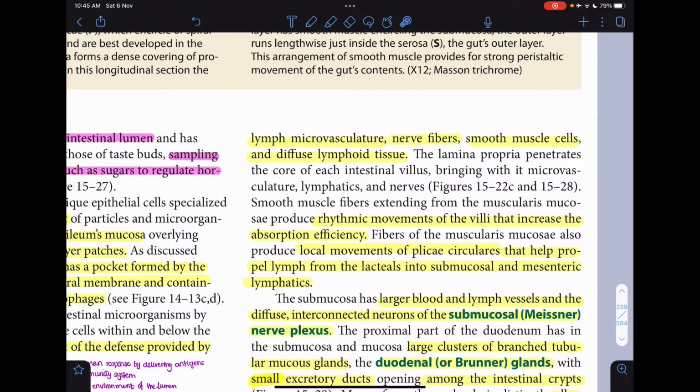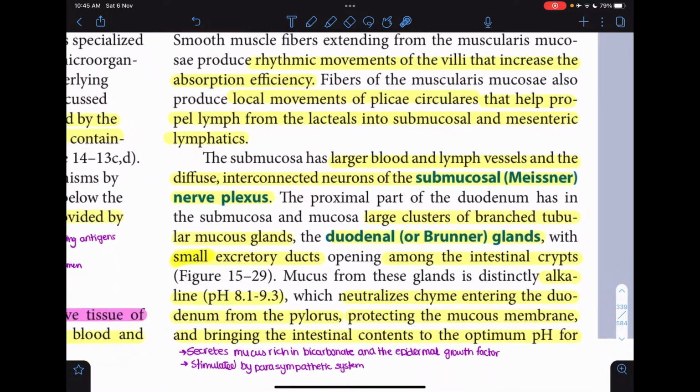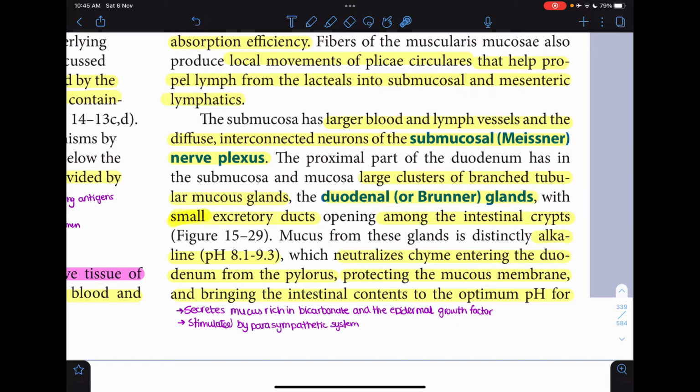Fibers of the muscularis mucosae also produce local movements of the plicae circulares that help propel lymph from the lacteals into submucosal and mesenteric lymphatics. So the plicae circulares have local movements by the muscularis mucosae, and the muscularis mucosae also produce rhythmic movements of the villi, increasing the absorption efficiency. The submucosa of the small intestine has larger blood and lymph vessels, and the diffuse interconnected neurons of the submucosa, which are the Meissner nerve plexus.